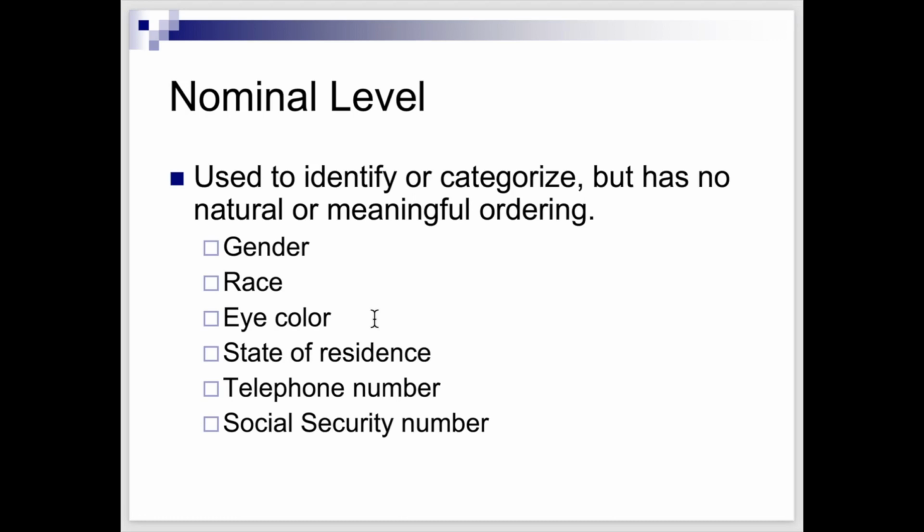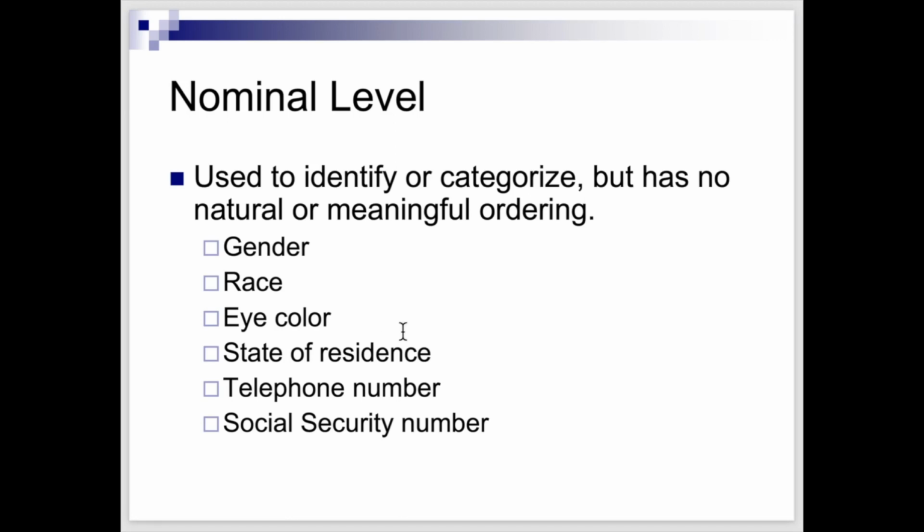All right, so you have blue eyes, brown eyes, hazel eyes, and so forth. So we can use eye color to categorize, but obviously there's no natural or meaningful ordering. It wouldn't make sense to say that blue eyes are bigger or better than brown eyes, or vice versa. That really makes no sense, does it? All right, and so that variable, that data is nominal level data.